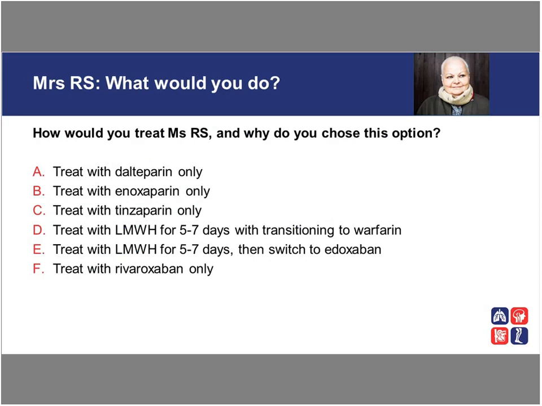So these are the various options available to you. You treat with dalteparin only. You treat with edoxaban only. You treat with tinzaparin only. You treat with low molecular weight heparin for 5 to 7 days with transitioning to warfarin, or you treat with low molecular weight heparin for 5 to 7 days, then switch to edoxaban, or you treat with rivaroxaban only. So once again, this lady has metastatic colorectal cancer, and she's developed a DVT. She's receiving palliative chemo, and these are 6 different options that can be used.